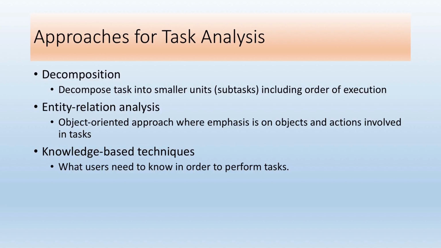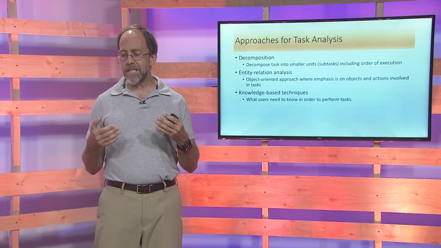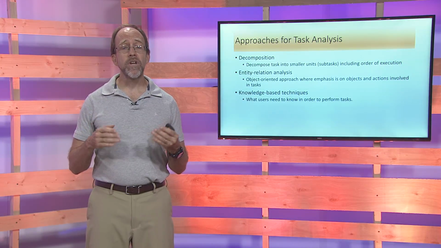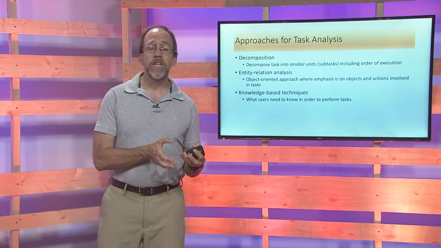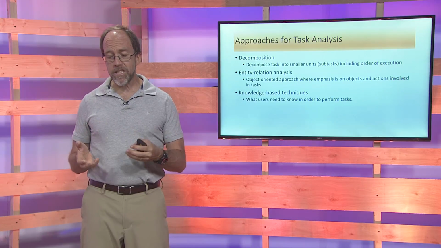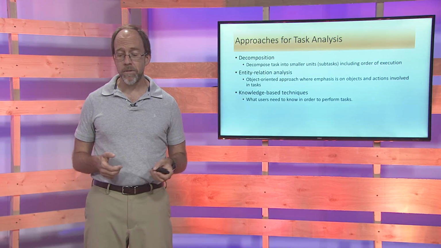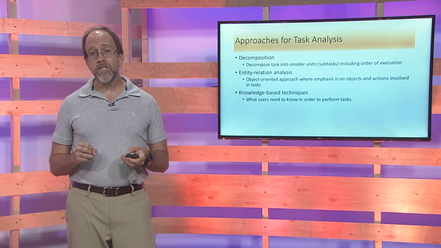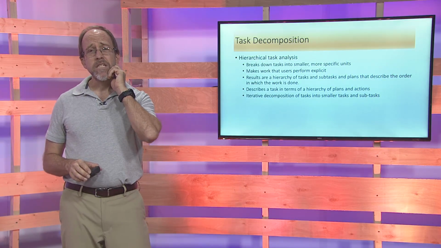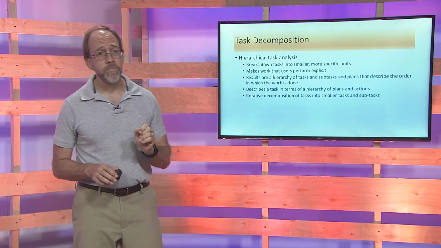We're going to look a little bit at what we call entity relationship analysis. So we're going to look at the objects that you act upon and the actions that you take to act upon them. That is what we call ER, or entity relationship. And also knowledge-based techniques. What does the user know about the task to be able to perform the task? So first, looking at task decomposition.